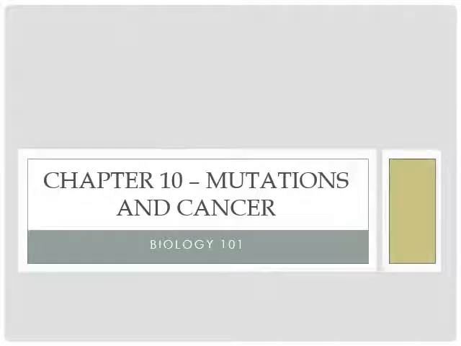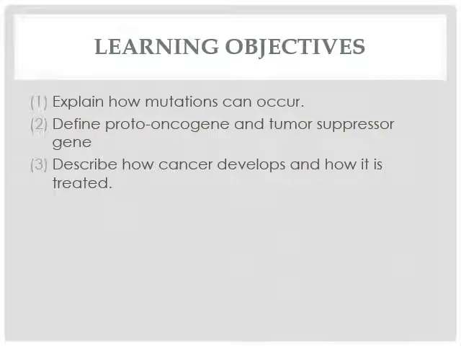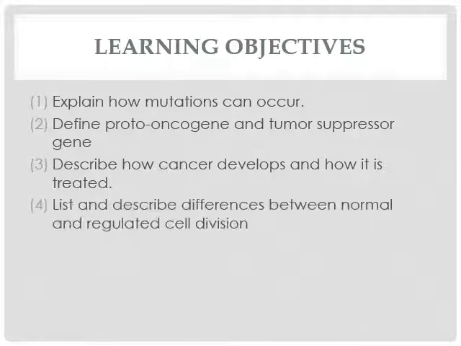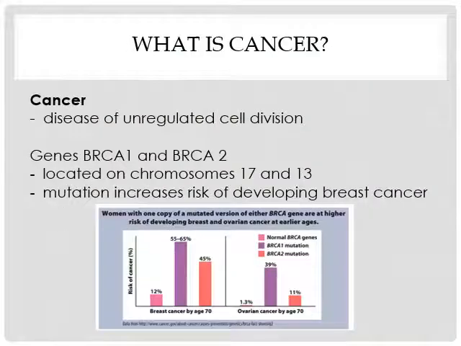Chapter 10, Mutations and Cancer. Okay, so by the end of this lecture and your reading, you should be able to explain how mutations can occur, define proto-oncogene and tumor suppressor genes, describe how cancer develops and how it is treated, as well as list and describe differences between normal and regulated cell division.